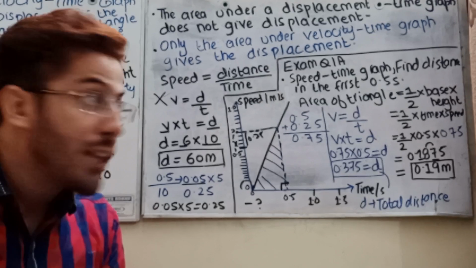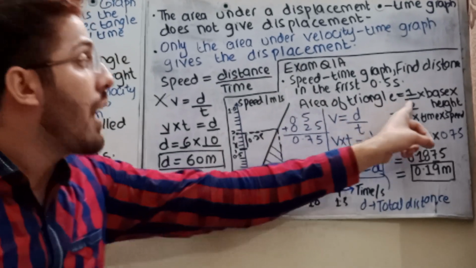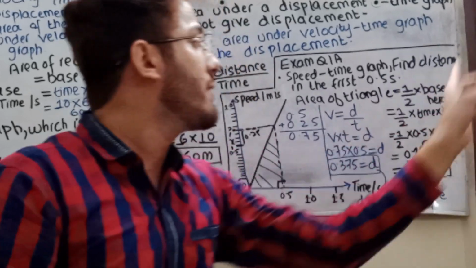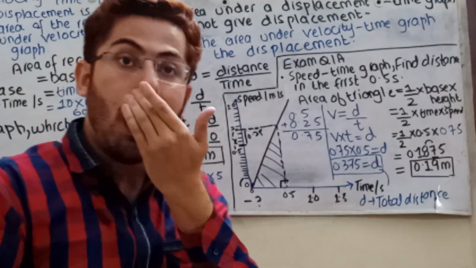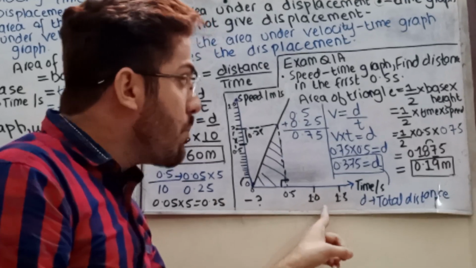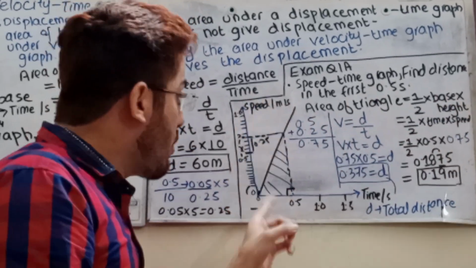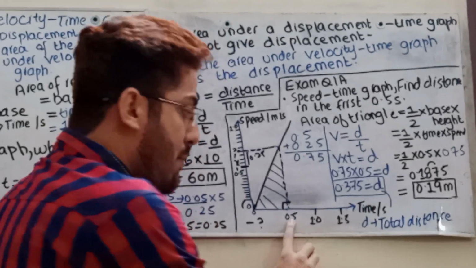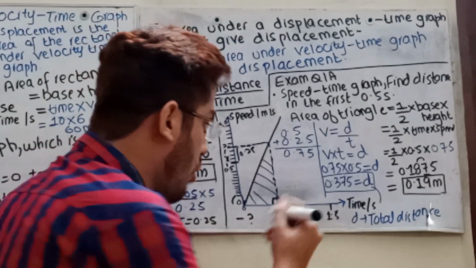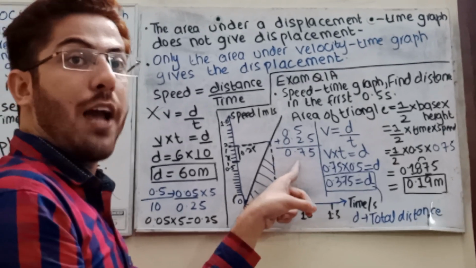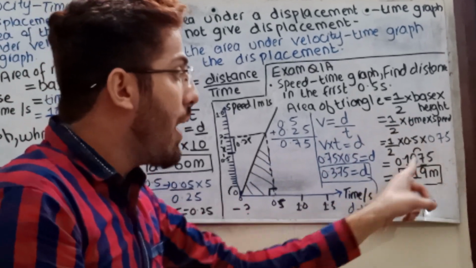Now I need to apply the formula of the area of a triangle, half base into height, students. Do remember, base is basically time and height is basically speed. Focus. I can write time is 0.5. I know the value 0.5, but I need the value 0.75. Then I need to multiply. I got the answer 0.1875.